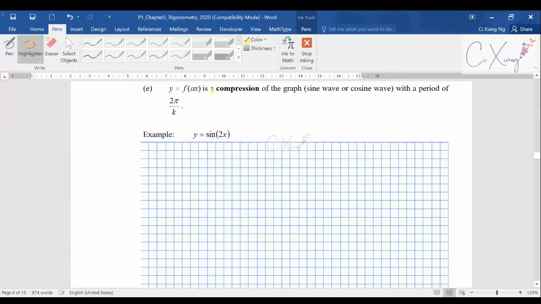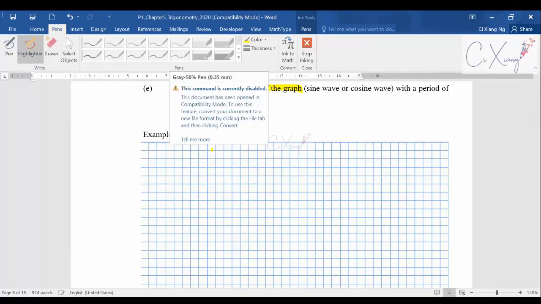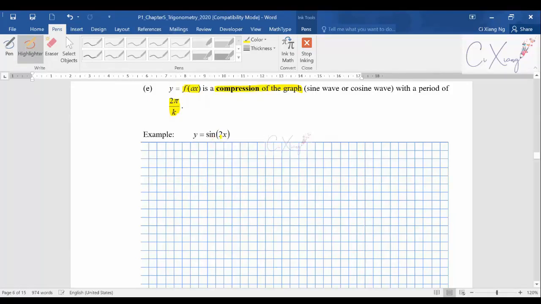Okay, so when I multiply the a inside the basic function, then it is a compression of the graph, with a period of 2 pi over k. I understand that maybe last time when you learned about this, generally when you have sine 2x, you have to draw 2 cycles in the original graph. If you have 3x, then you need to draw 3 cycles from 0 until 2 pi.